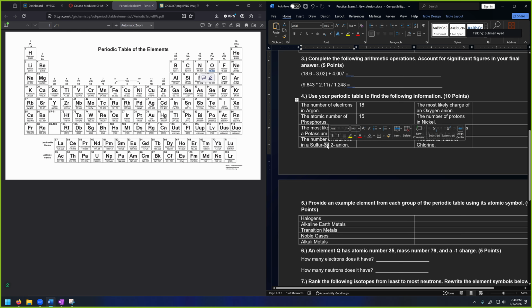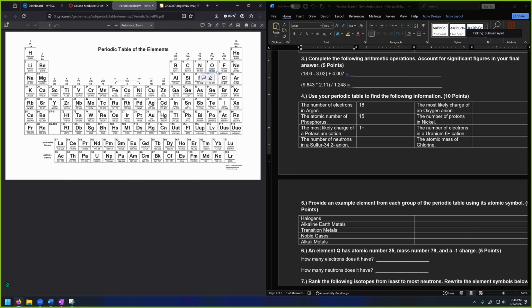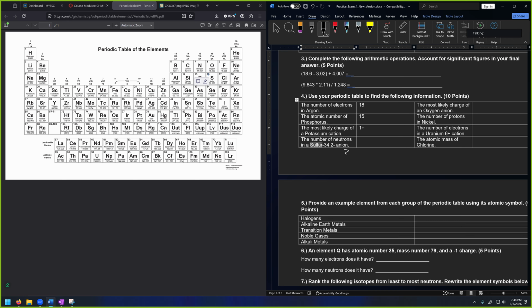So in order to find the number of neutrons, I need to be able to find the number of protons. The number of protons in sulfur is just given right here on the periodic table. Sulfur has 16 protons. So I'll do 34 minus 16, and that's because the mass number minus number of protons is equal to the number of neutrons. In this case, that means the number of neutrons is 18.